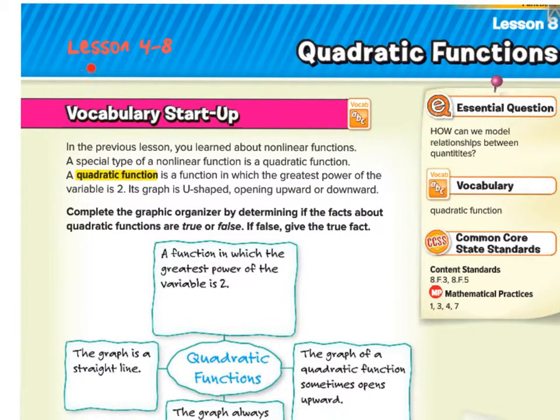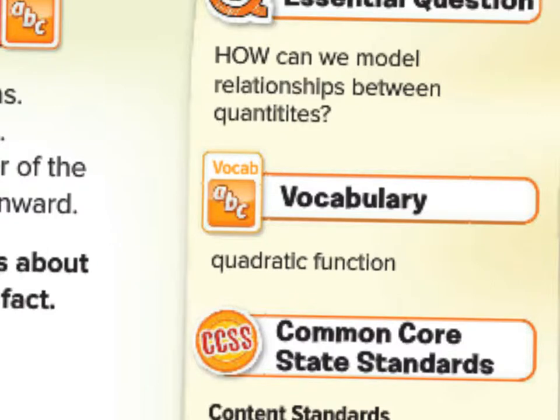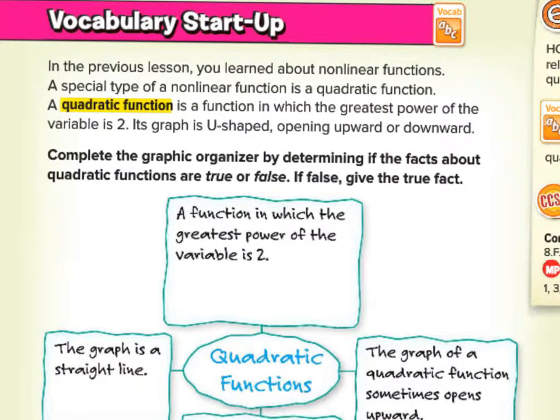Hello everyone, welcome to lesson 4-8, quadratic functions. As we continue to address the question, how can we model relationships between quantities, we're going to use vocabulary such as quadratic function, and we will define what a quadratic function means. So let's do that now.